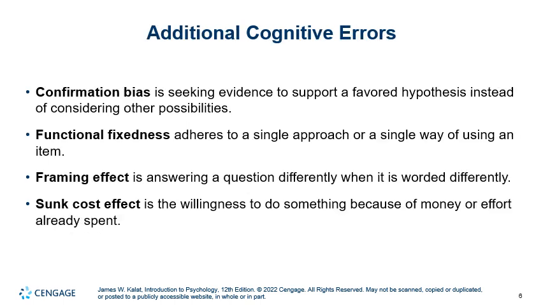All right, so we have a couple of other cognitive errors that I want to go over briefly. One would be confirmation bias, where we're seeking evidence to support a favorite hypothesis instead of considering any other possibilities that might be out there. An example of this would be presidential elections, in which people look for information that paints their candidate in a positive light, while dismissing any information that would make it negative.